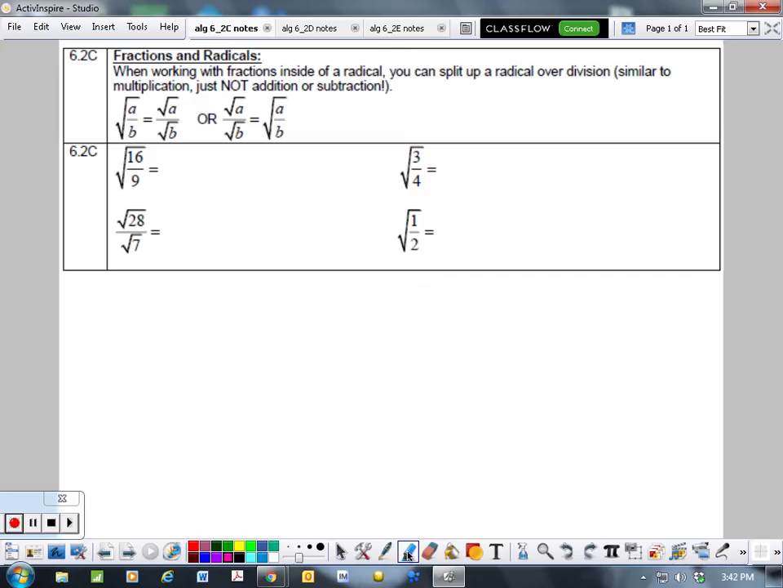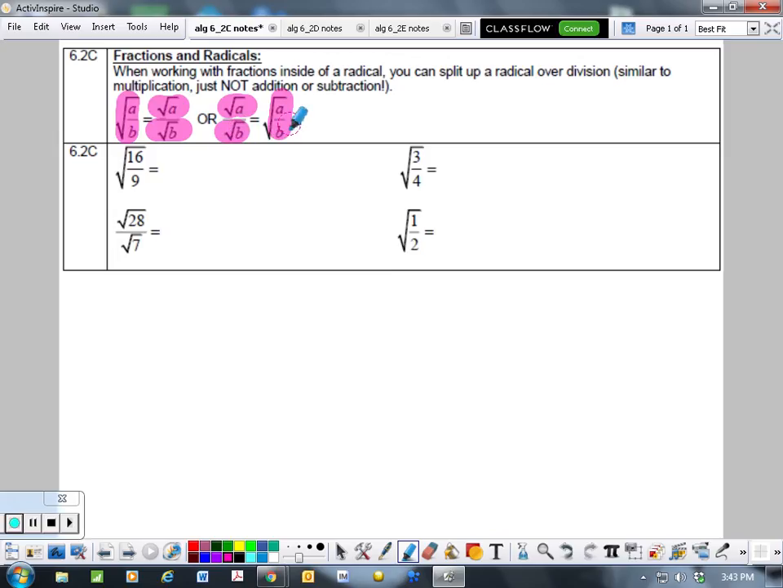And so division is really fancy fractions. And so we get this idea that if I have the square root of a over b, I can break up that square root of a and square root of b over the division. Or if I already have it broken up, I can bring that together to be able to simplify it.